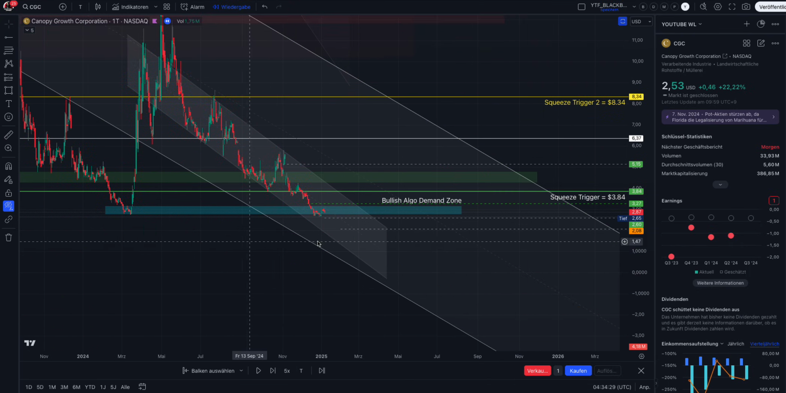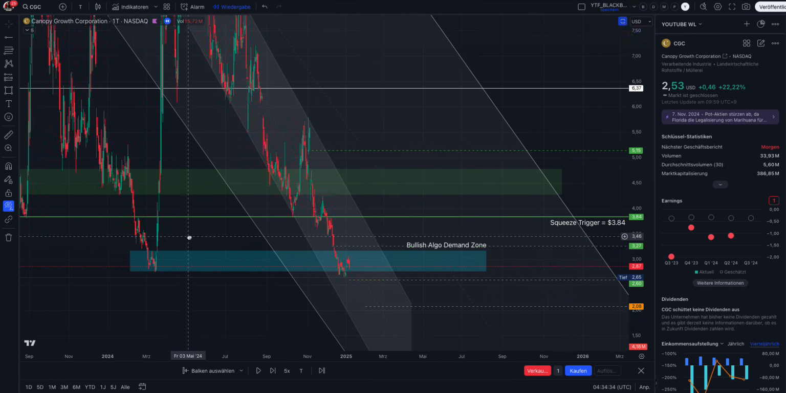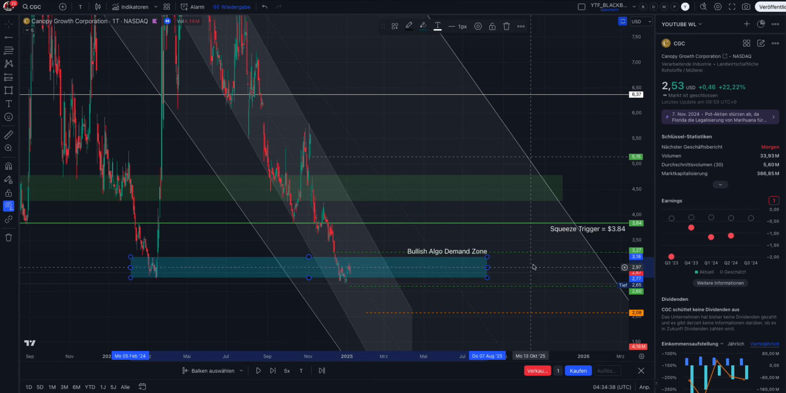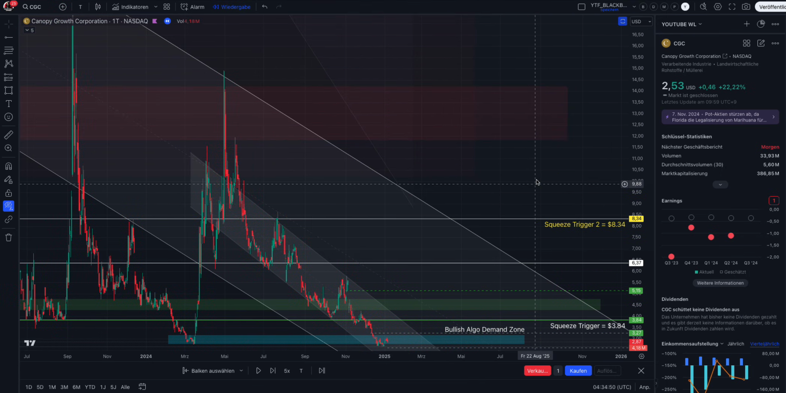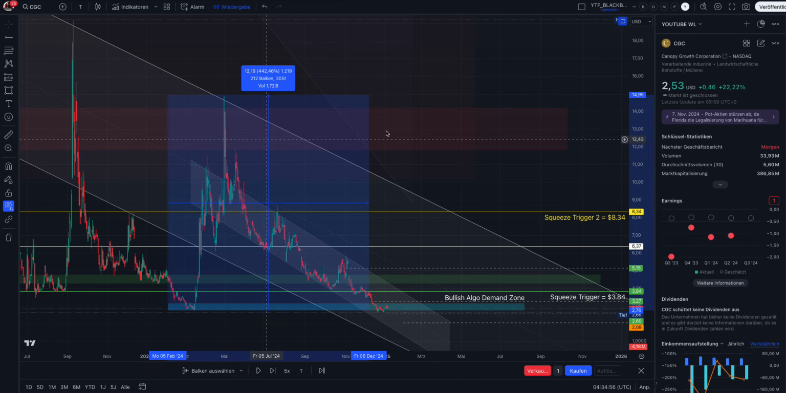Because we have one very important bullish algo demand zone, which means this is usually the bullish support for Canopy Growth. This blue box here, guys, between $3.20 and $2.78 is the bullish algo demand zone, where usually the price got support, and we even saw a squeeze. You can see the last squeeze which we had for Canopy Growth. Both squeezes have been around 450%, somewhere in that range.